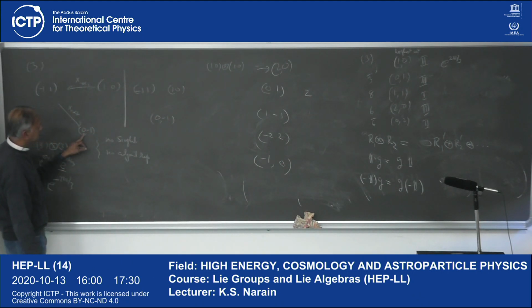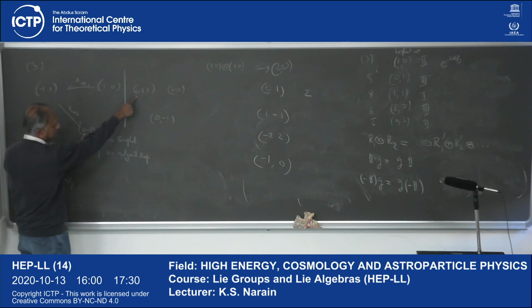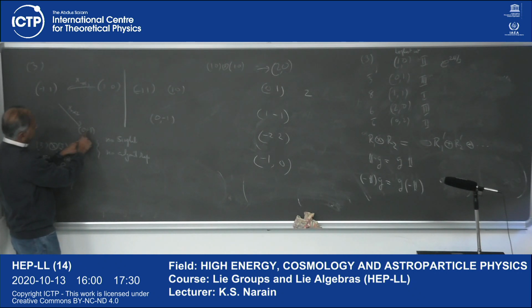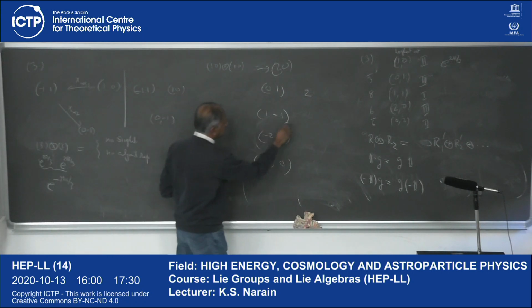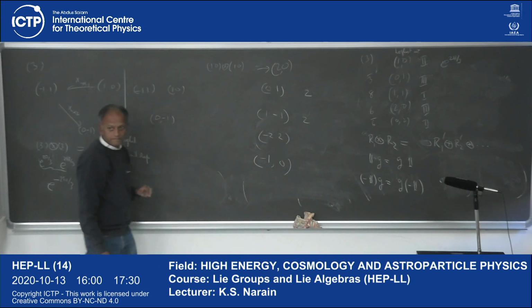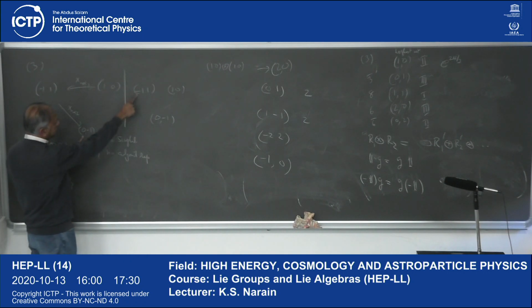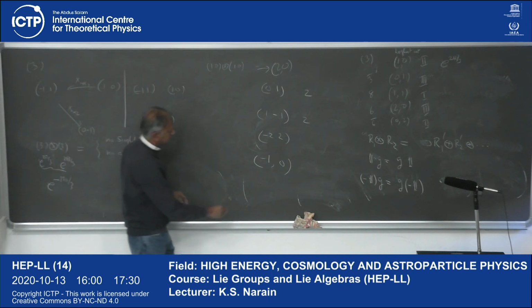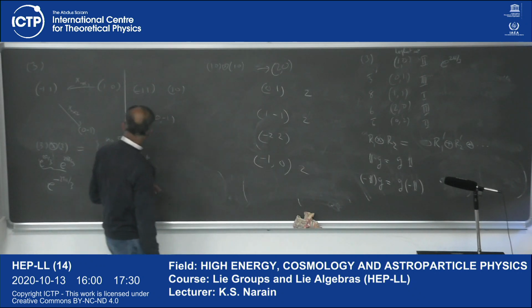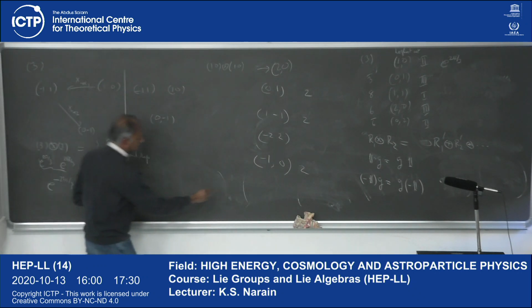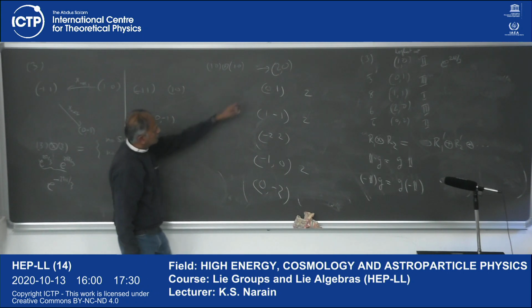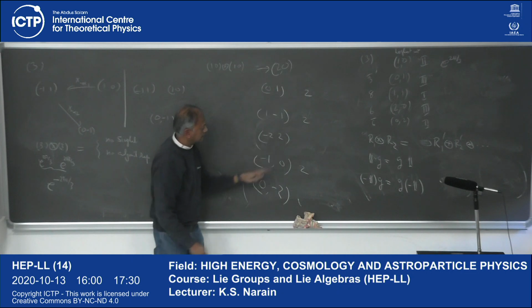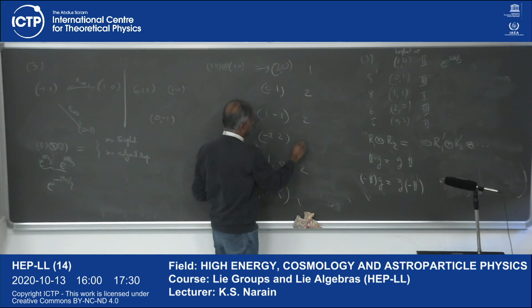Now finally, the last one here. This with that gives me 1, minus 1. So there is again multiplicity 2 here. This with that gives me minus 1, 0, so multiplicity 2 here. And finally, this with that gives me 0, minus 2. So all the ones where I have not put a number, it's just 1. So let me put here a number 1.